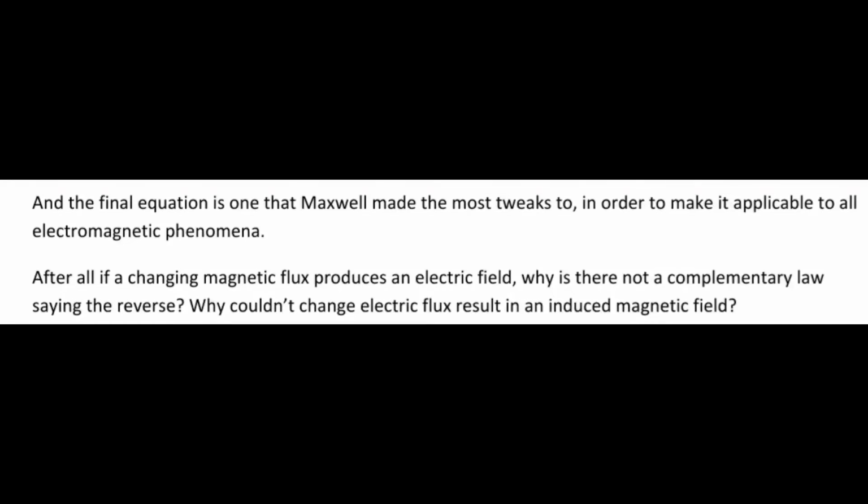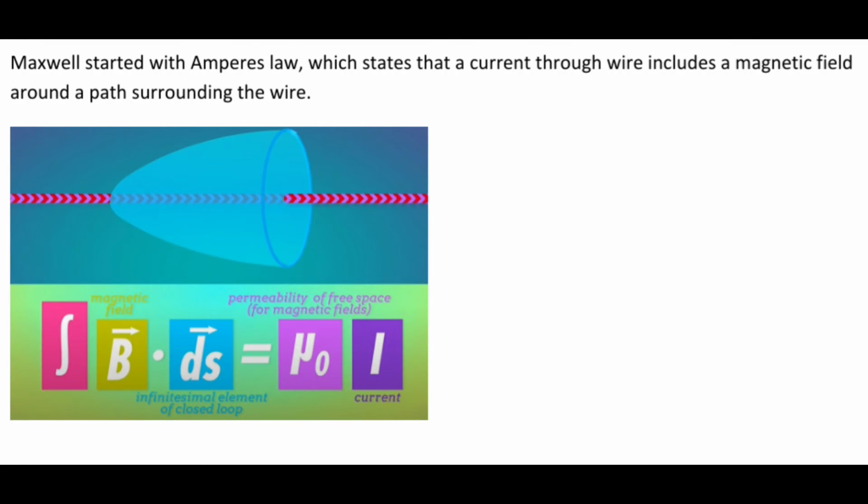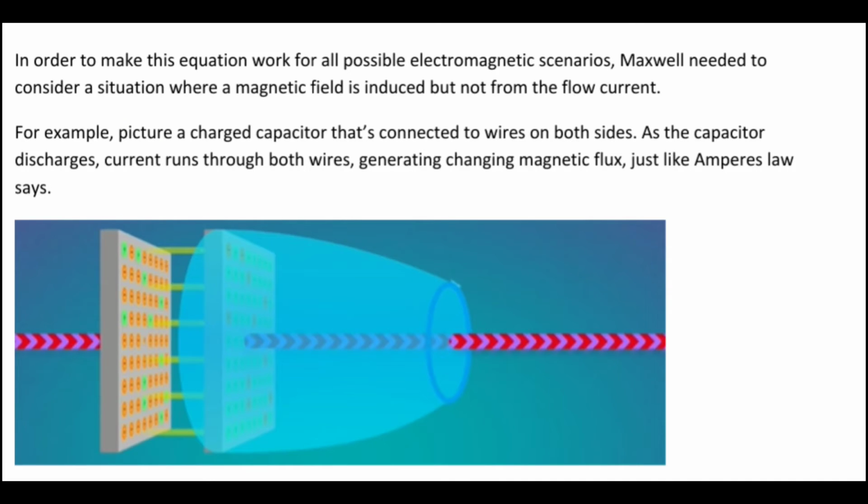And the final equation is one that Maxwell made the most tweaks to, in order to make it applicable to all electromagnetic phenomena. After all, if a changing magnetic flux produces an electric field, why is there not a complementary law saying the reverse? Why couldn't a changing electric flux result in an induced magnetic field? Maxwell started with Ampere's law, which states that a current through a wire induces a magnetic field around the path surrounding the wire.